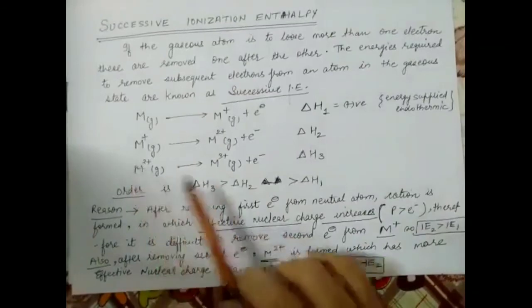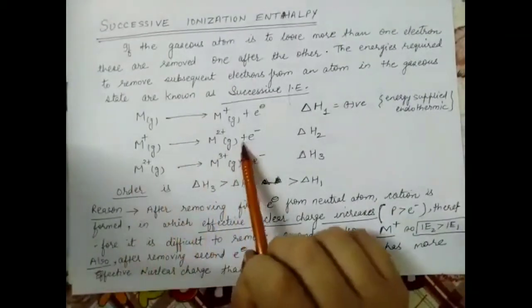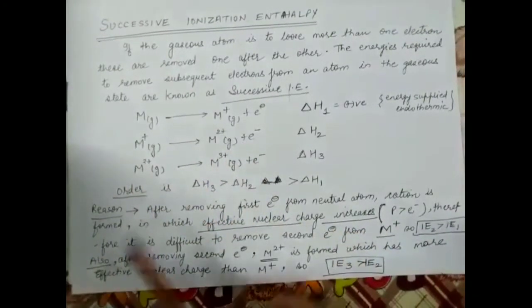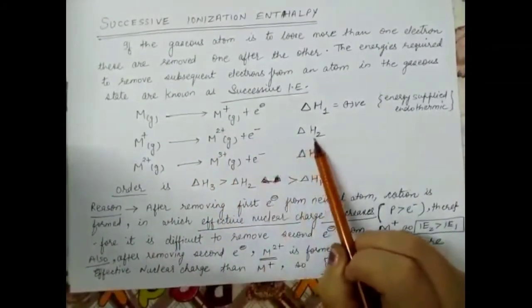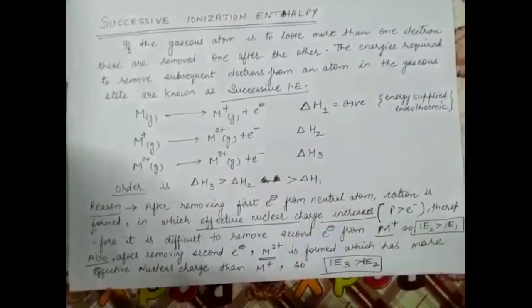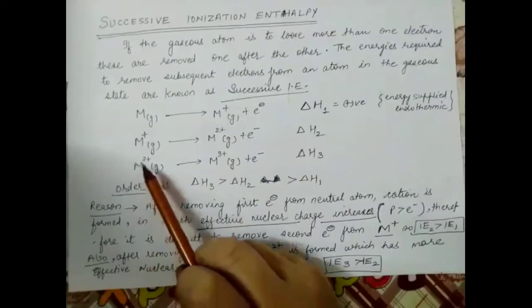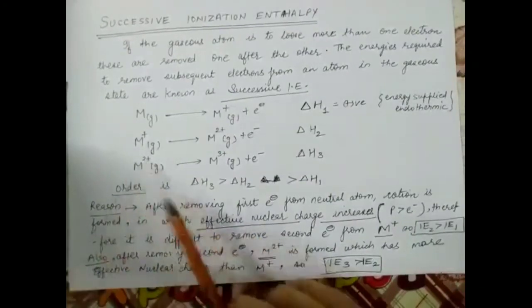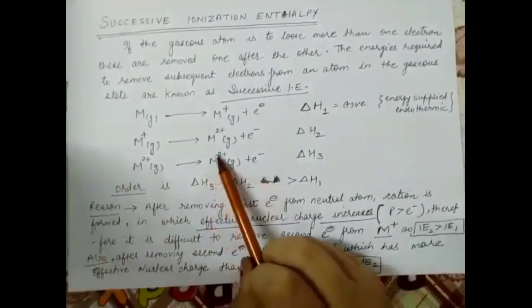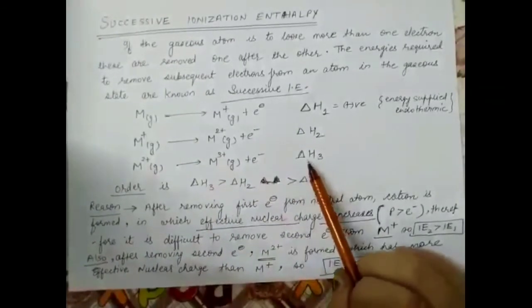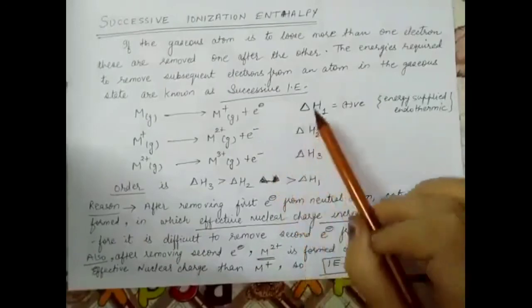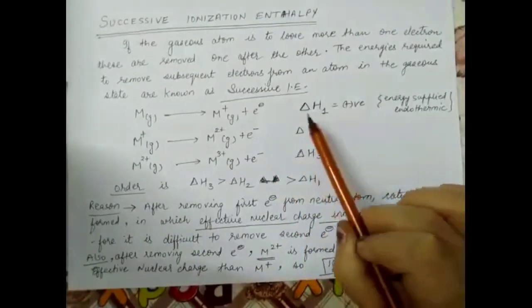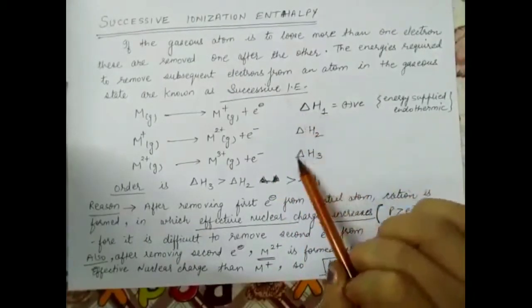Now, if I want to remove the second electron, it is removed from the M plus cation. It will change to M2 plus. Another electron is lost, and the energy I have supplied is delta H2. Suppose I want to remove the third electron. It is lost from the M2 plus cation, so M2 plus will again lose an electron and change to M3 plus. Whatever energy we have supplied, that is delta H3. So 3 electrons are lost, and I have supplied the energies: first delta H1, then delta H2 and delta H3.